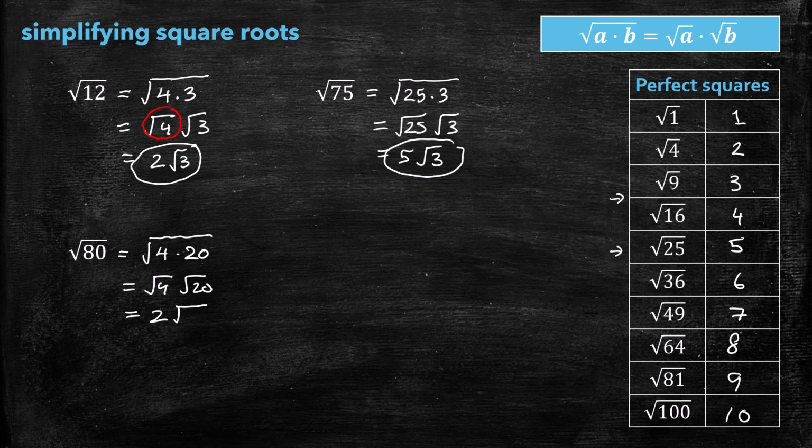Now the thing is, you have to be careful here because you're not actually finished. It turns out that 20 can also be simplified. The square root of 20 can be simplified. So we have to continue. We have to kind of do the process all over again.